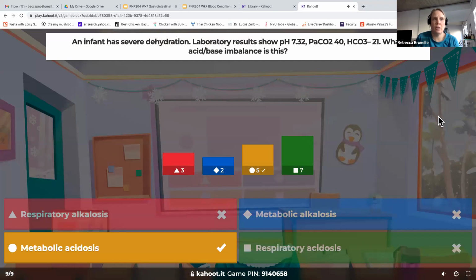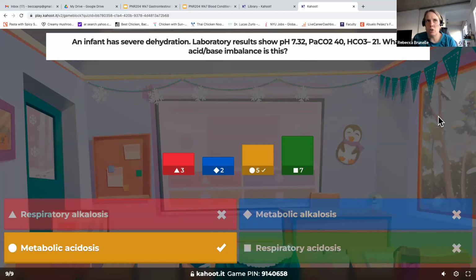All right, pretty good. So we'll start off with the pH. That 7.32, is that high, low, or normal? Low. It's low. So if it's low, then it's going to be an acidosis. So then you would be down to either metabolic or respiratory because it's less than 7.35. So you know it's an acidosis.